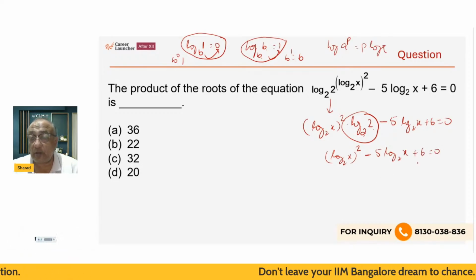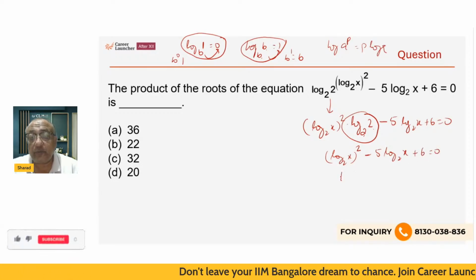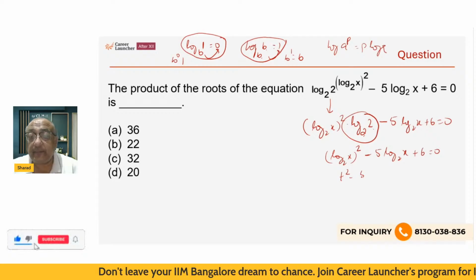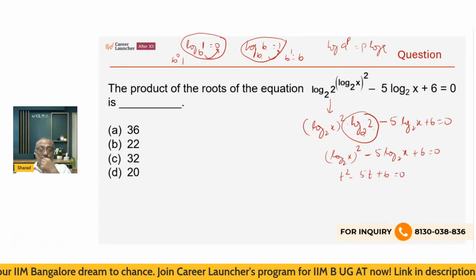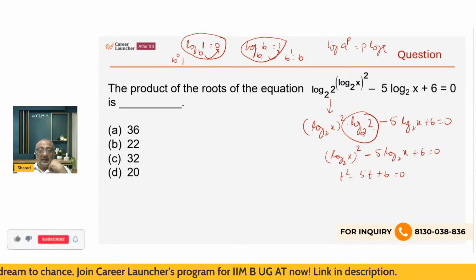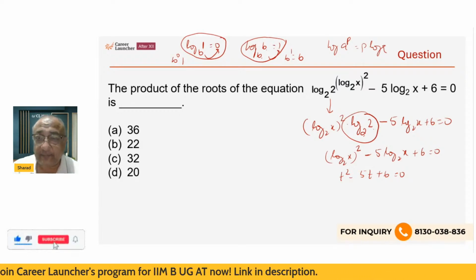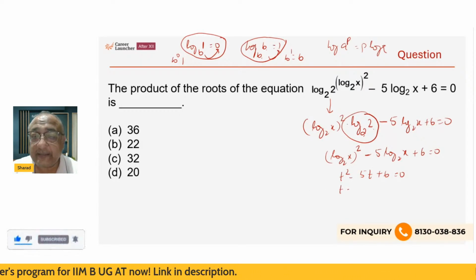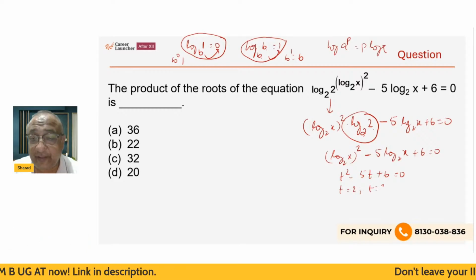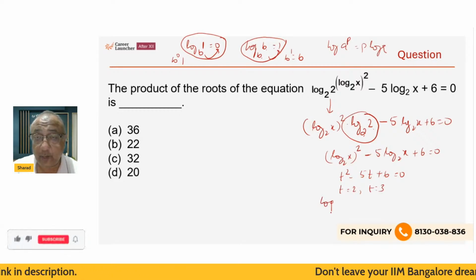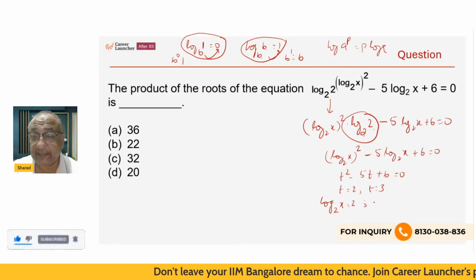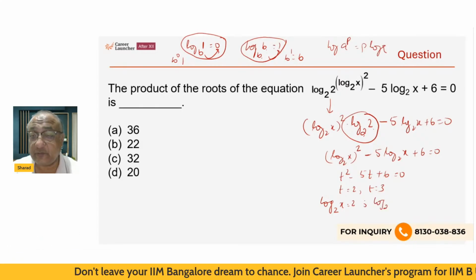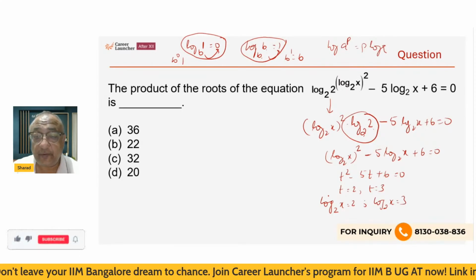These two small formulas. Now, log 2x, I'll take t, so t squared minus 5t plus 6 is equal to 0. Now is the question solved? No. A quadratic has come, so what? t is equal to 2 and t is equal to 3. Log with base 2 x is equal to 2, and the second one is log with base 2 x is equal to 3.